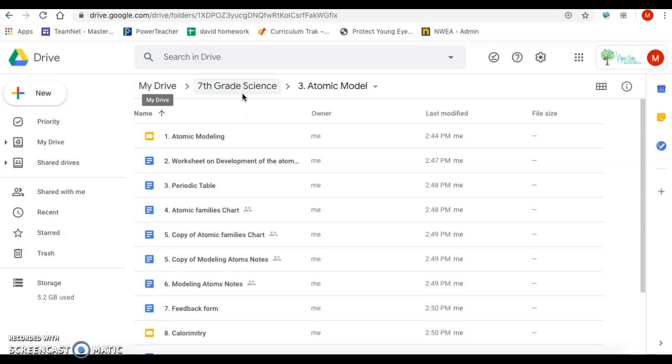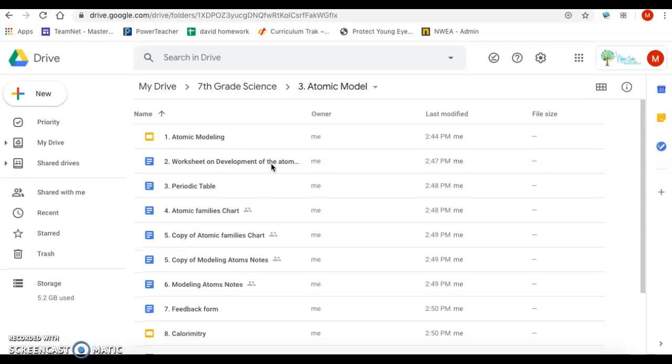Welcome back. We are taking a look at seventh grade. We are up to the atomic modeling chapter.